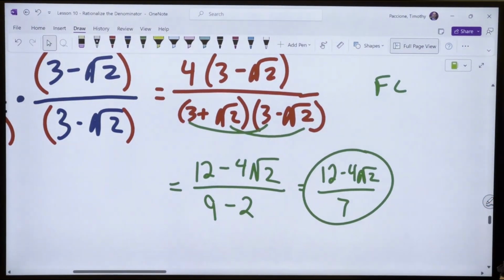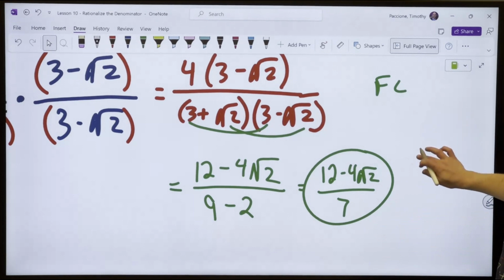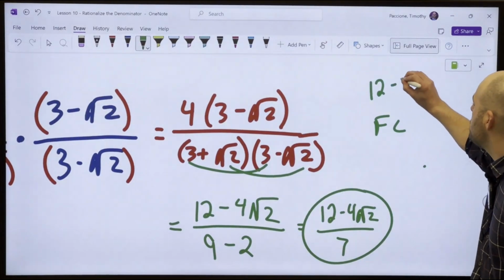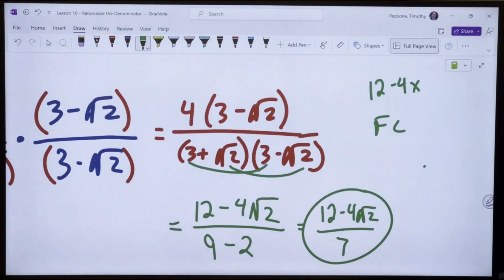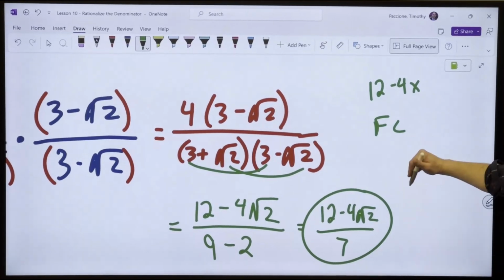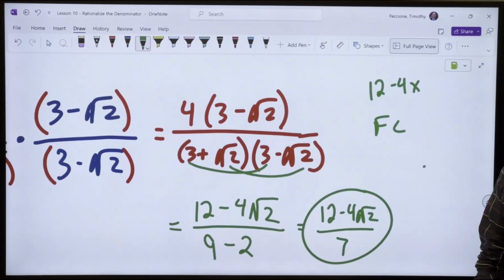I mean, like 12 minus 4 square root of 2 just together. No, because that's like having 12 minus 4x. Would you do anything with that? Oh, okay, that makes sense. You wouldn't bring those together. Question.